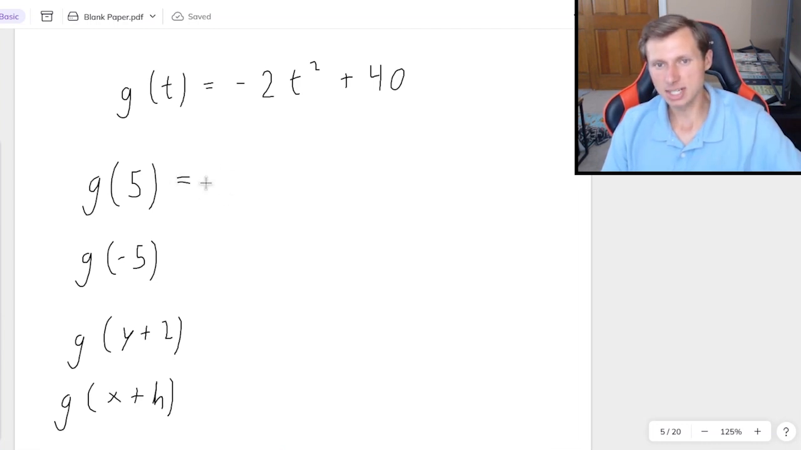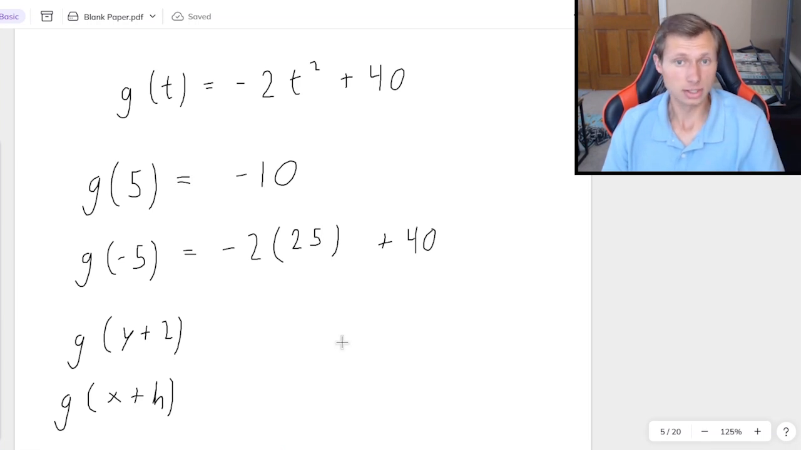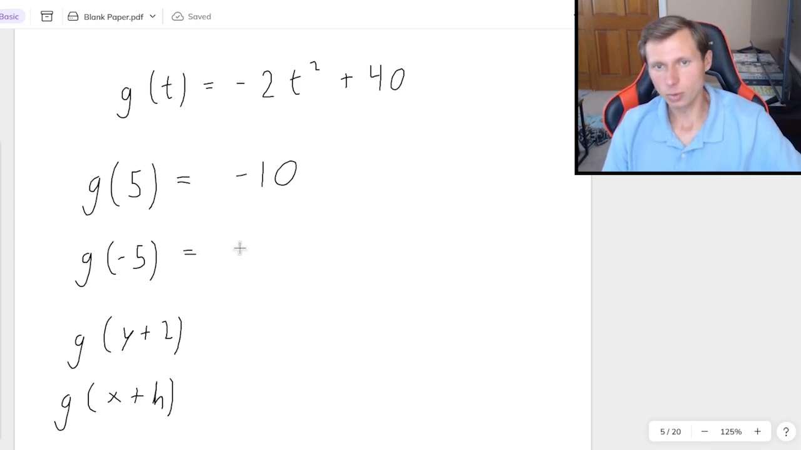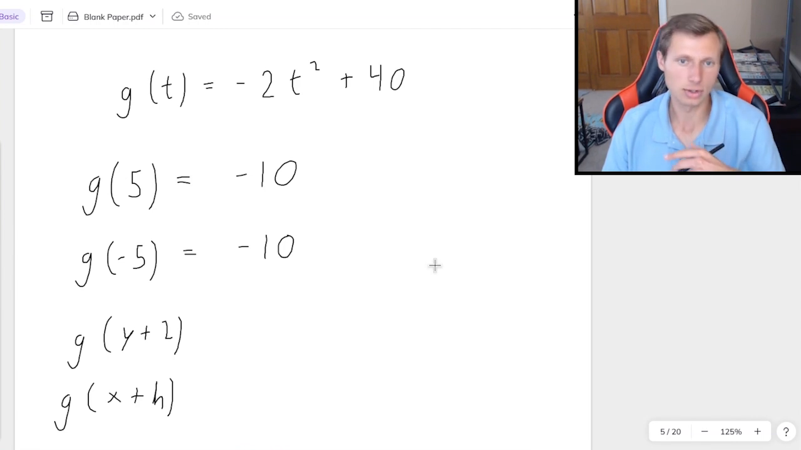Okay, first, g of 5 is easy. It's just plugging in 5 here. That's going to be 5 squared, which is 25. Negative 2 times 25 is negative 50. And negative 50 plus 40 is negative 10. So we will get negative 10 for that first one. Now, with negative 5, it's kind of a trick question. And the reason why I say that is because when I plug in negative 5 squared, that's going to be positive 25. Because negative numbers squared become positive numbers. And from here, the question is identical to the first one with g of 5, so we will get negative 10 again for negative 5.